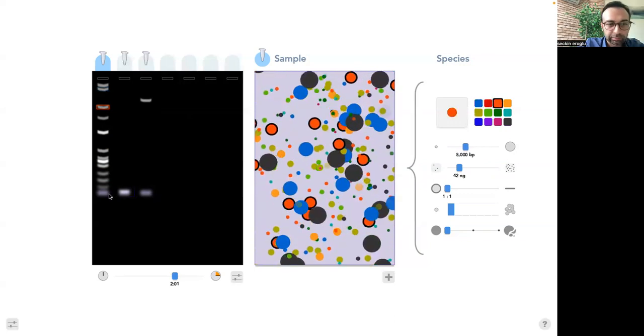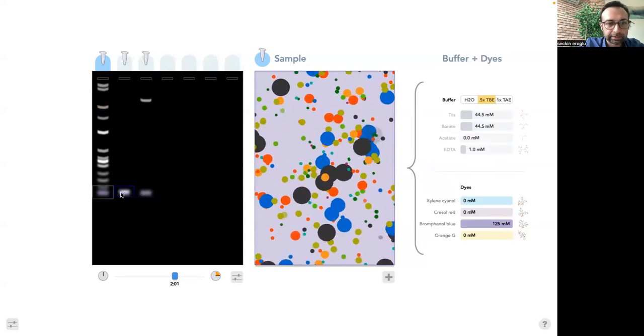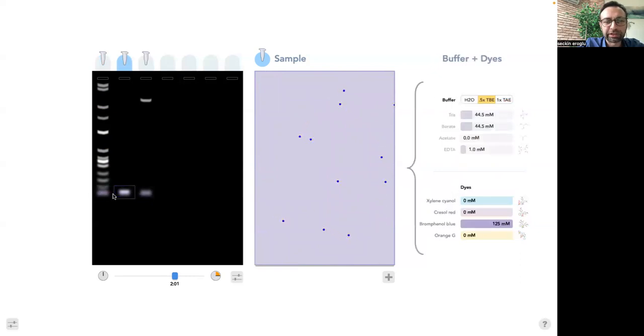Okay, and then we have the dye. This dye is bromocresol blue. Usually it goes at the very front, and then it tells you when to stop the gel and where approximately the bands are.